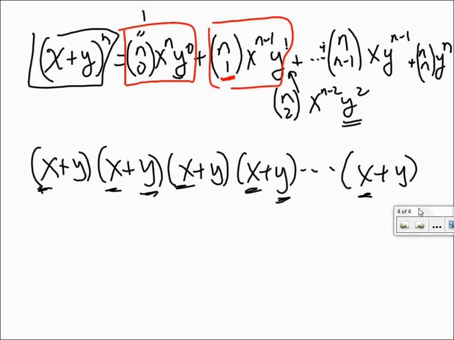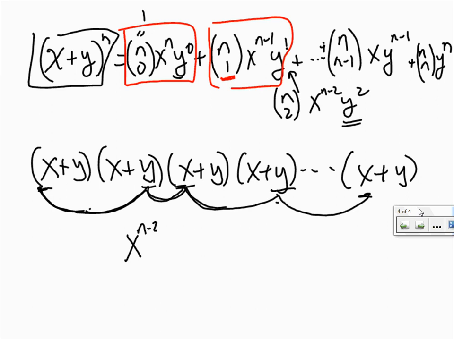So when you FOIL, you do this times this. You do x times that y. So let's make it look like that. You do x times y times x times x. I hope you get it. You do x times that y times that x times that y, and then all x's to the final one. And you would have gotten n minus 2 x's and 2 y's.